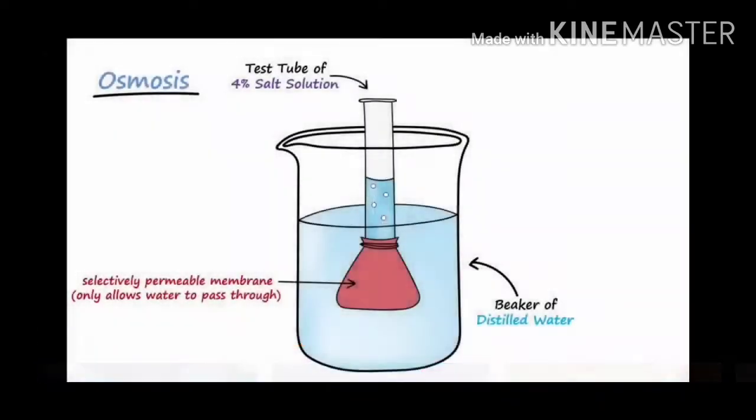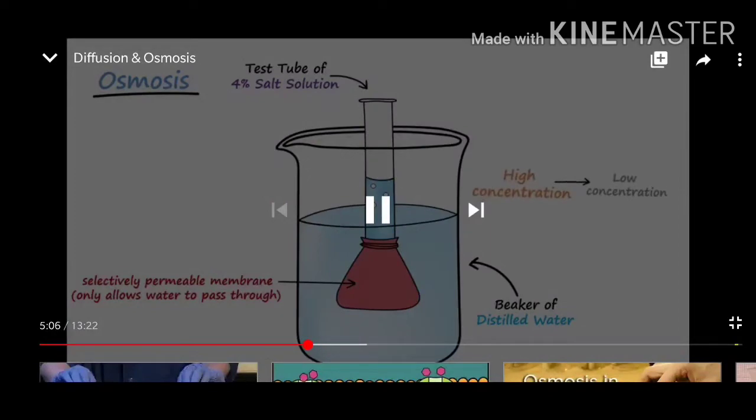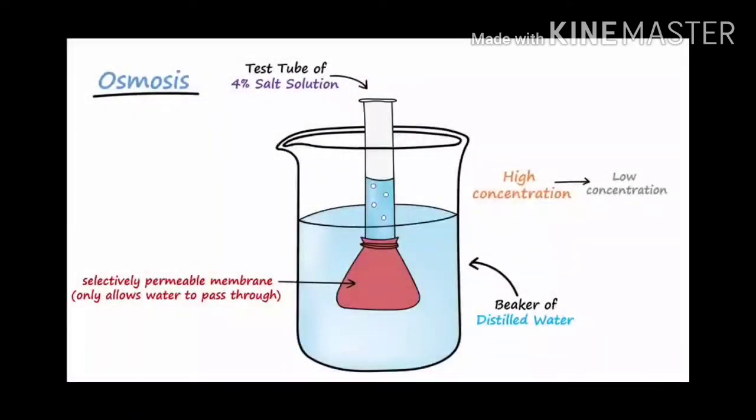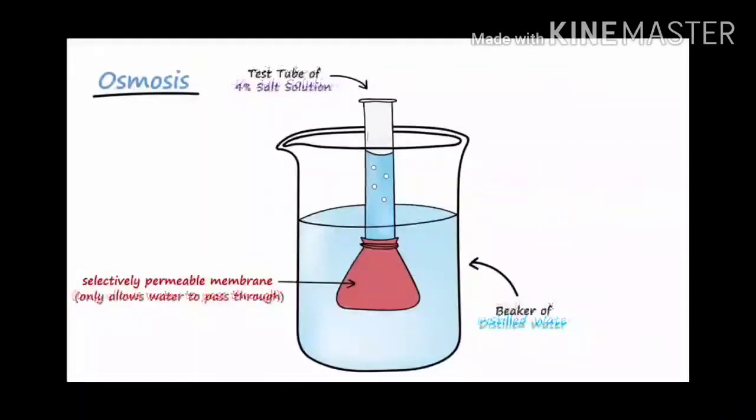See here, in the test tube we have taken a 4% solution, and obviously the solvent will flow from higher concentration to lower concentration. The concentration of solvent is higher in the distilled water, and inside the solution obviously the concentration is less. So you see we have taken a thistle funnel, with a selective semi-permeable membrane over here. With time the water will flow from higher concentration to lower concentration. This is the osmosis process.